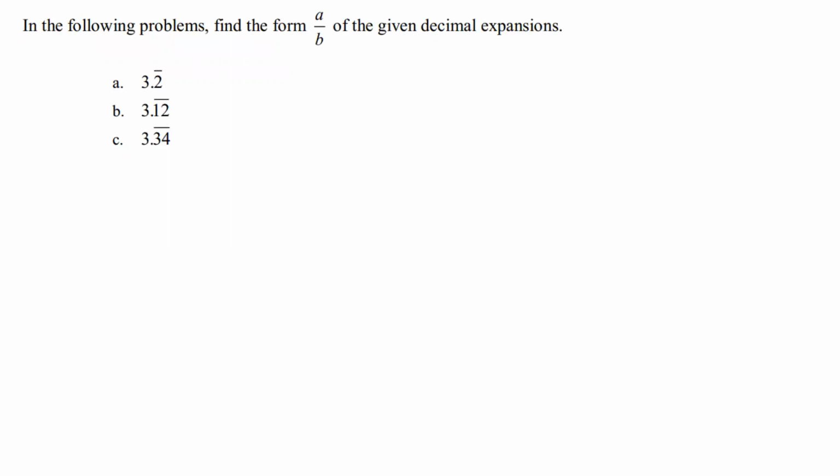All right, so let's see how we can deal with these questions. We have these questions saying, in the following problems, find the form a over b of the given decimal expansions. And we have been given 3.2 bar. This means that this 2 is repeating here. So this can also be written as 3.222222, with a lot of 2's repeating on this side. That's what it means.